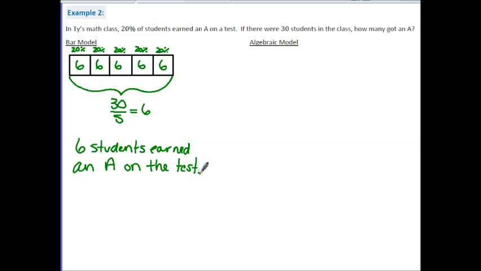The second way to look at it is to create an algebraic model, and essentially what you're doing is translating word for word. So I want to highlight some important information. We know that 20% of the students earned an A, and that is going to help to determine our algebraic model. So what I'm going to do is write that statement down here, 20% of students earned an A.